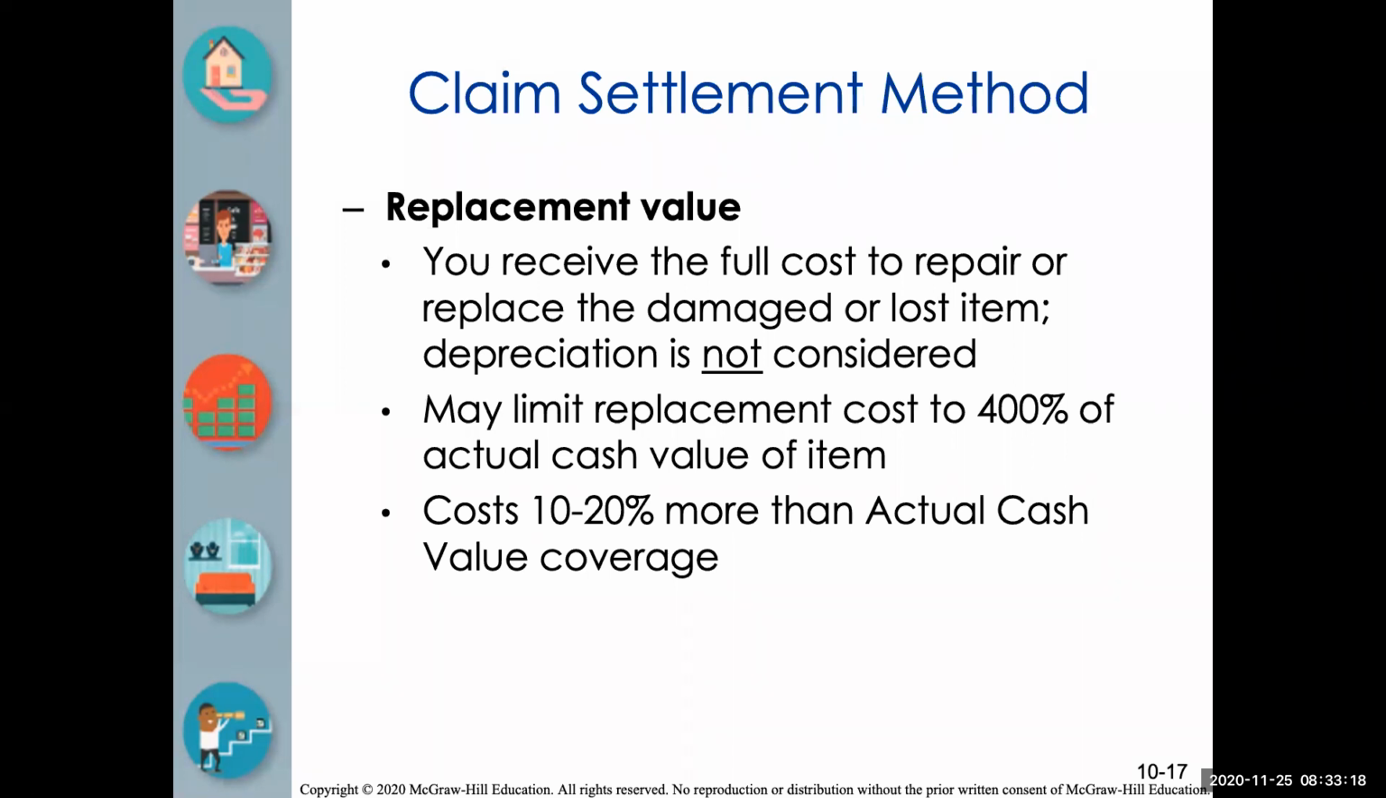Makes sense, right? You're asking the insurance company to pay you for what that item costs today and forget the depreciation factor. I don't care what depreciation is. I still have to go out and buy that new television or buy that new car today. So I don't care about depreciation as the policy holder. But those policies come with a higher premium because the insurance company knows they're going to be on the hook for a larger amount of money when and if that policy gets turned on.